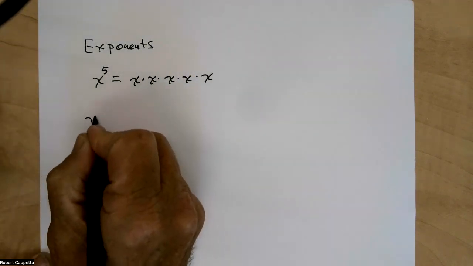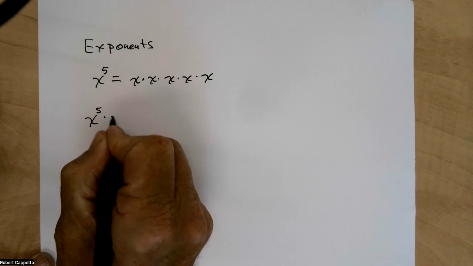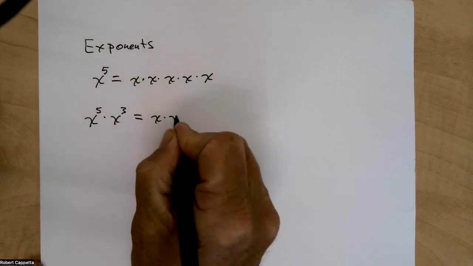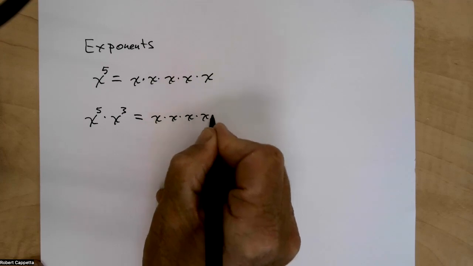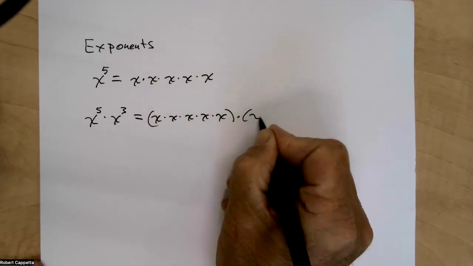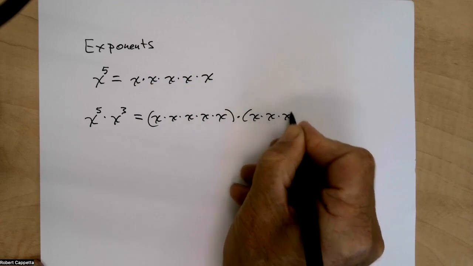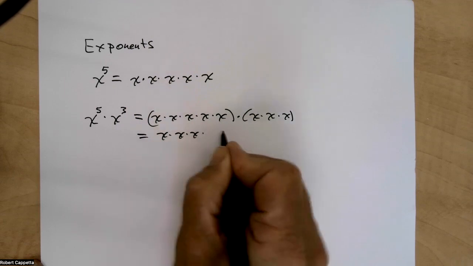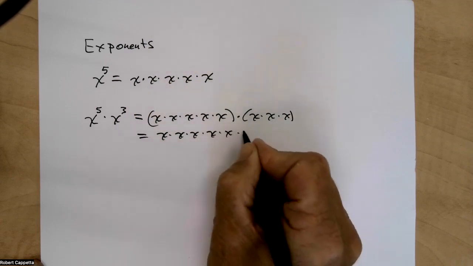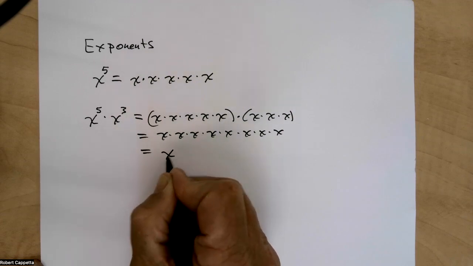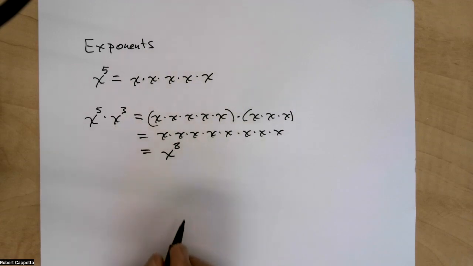So if I want, for example, x to the fifth power times x to the third power, that would give me x times x times x times x times x, that's x to the fifth, multiplied by x to the third power, x times x times x. Rewriting, all I would have is x times x times x times x times x times x times x. That's x written 8 times, or if you like, x to the 8th power, which of course indicates a rule.